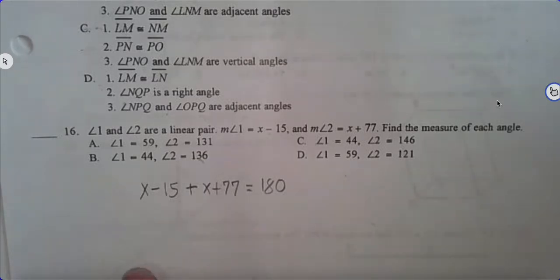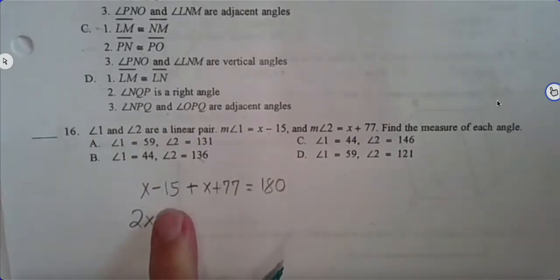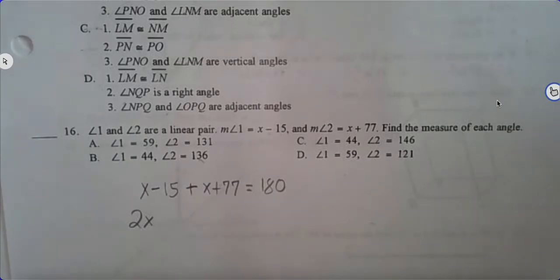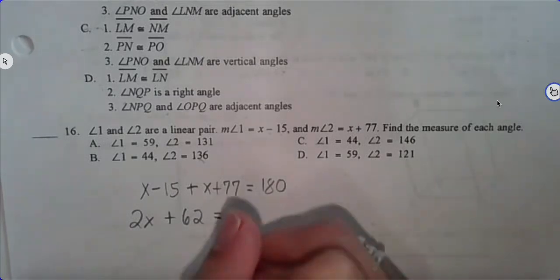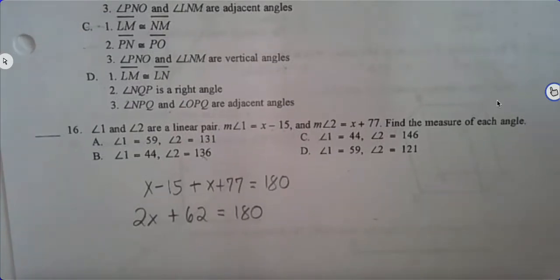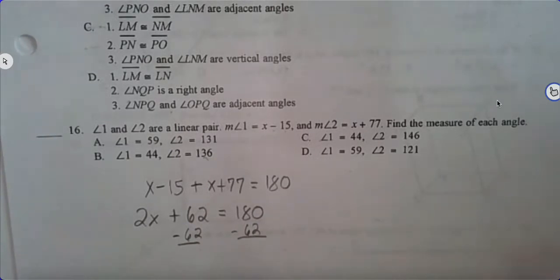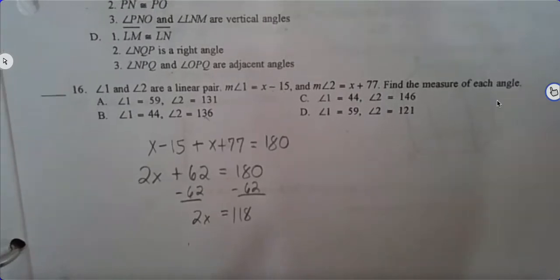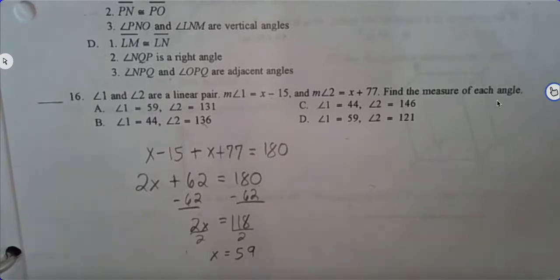So let's combine like terms. What's X plus X? 2X. What is negative 15 plus 77? 62. And what does that equal? 180. And then what do I do? Subtract 62. You get 118. So 2X equals 118. Is everybody okay so far? Then I divide by 2, it's 59, and X equals 59.